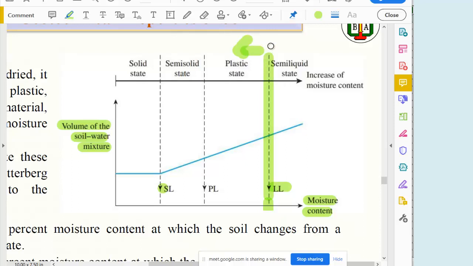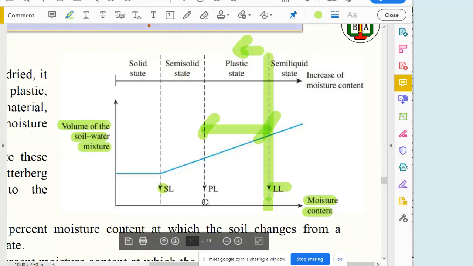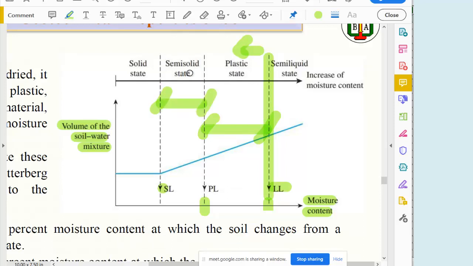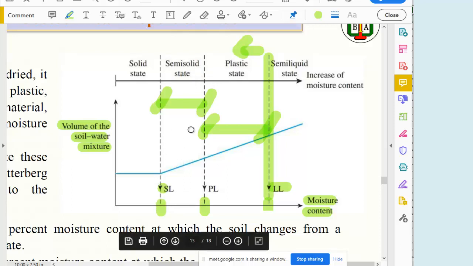If you reduce some quantity from this limit, what will be the situation? The soil will behave in a plastic way. So this range is considered the plastic limit water content. If the water content is from this point to this point, you can see the soil behavior will be in the plastic state. And in this state we consider the semi-solid state. So water content from this to this limit would be the semi-solid consideration.